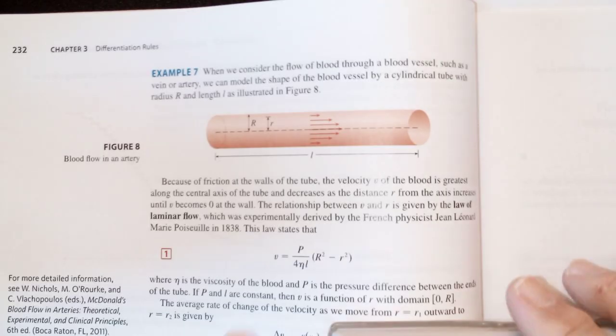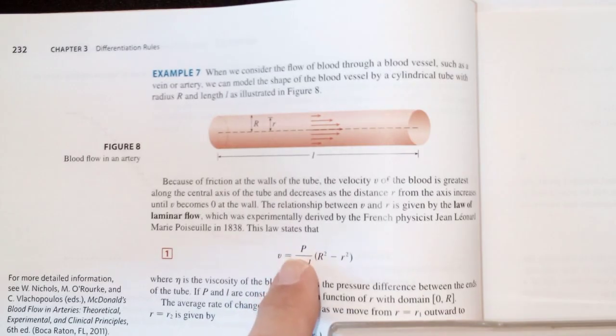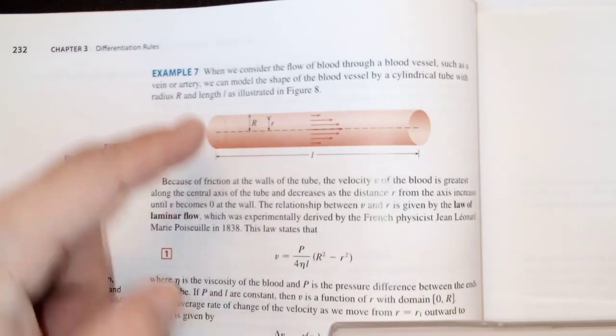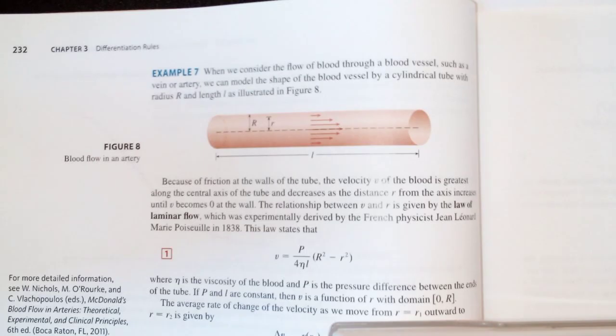Jean Poiseuille came up with this relationship that says that the velocity is related to, there's a whole bunch of letters in here, what is going on? P. P is the pressure on the end of the line. Capital R is the radius of the vessel. Little r is where I am relative to the center. So when little r is small, I'm very close to the center. When little r is close to capital R, I'm close to the edge.